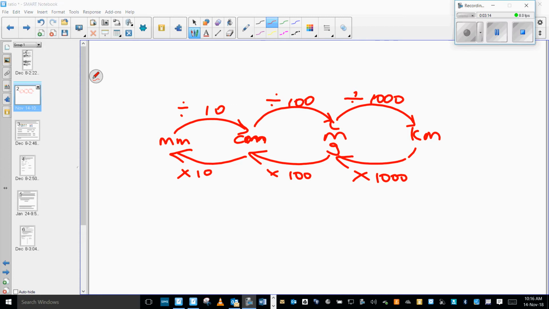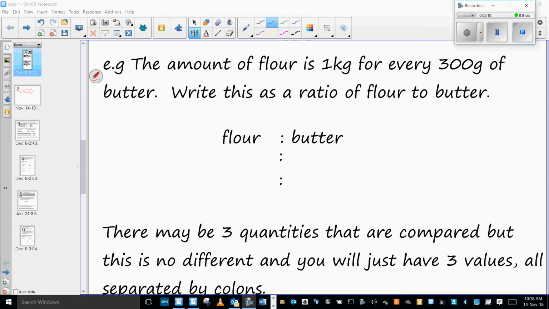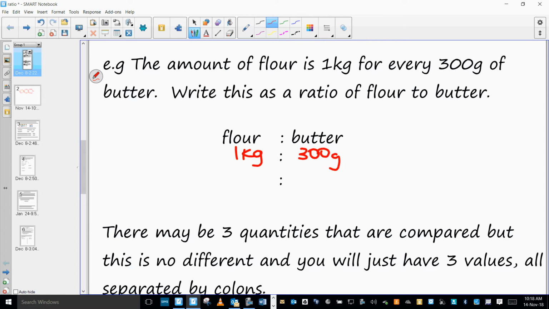Right, okay, so the amount of flour is 1 kilogram for every 300 grams of butter. Right, that's a ratio of flour to butter. So first of all, flour, I've got 1 kilogram, and butter, 300 grams. And do you want them in kilos or grams? I don't care. I'm going to go grams simply because I can take whole numbers and not decimals.